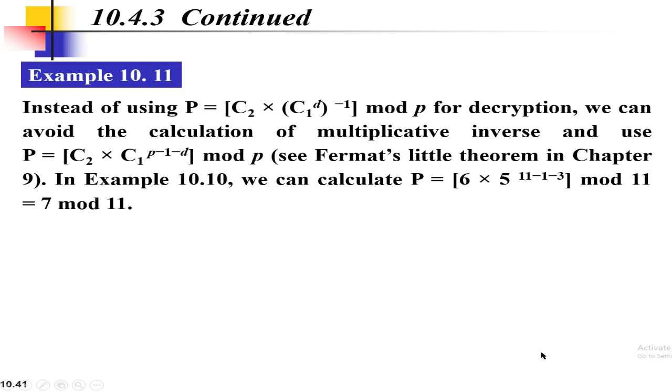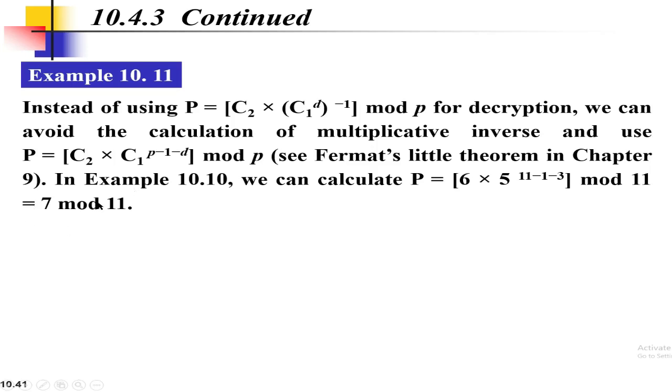In the decryption phase, we need to calculate the multiplicative inverse. To avoid that calculation, we can also use this formula: plaintext equals C2 times C1 to the power P minus 1 minus D mod P. This formula comes from Fermat's Little Theorem. From the previous example, if we apply it, P equals 6 times 5 to the power 11 minus 1 minus 3 mod 11. Ultimately we get the same answer, 7 mod 11.